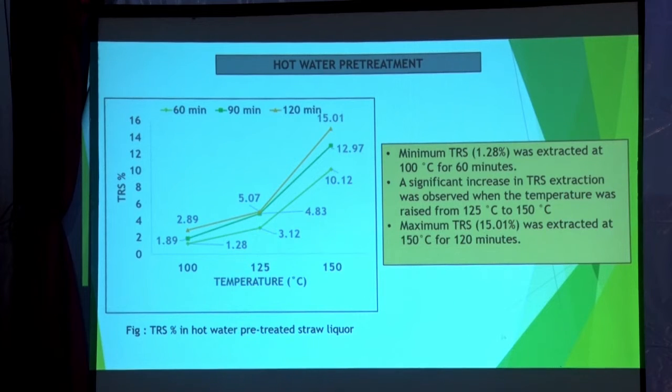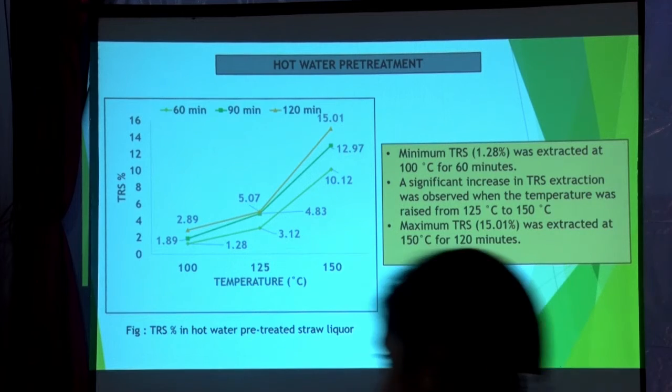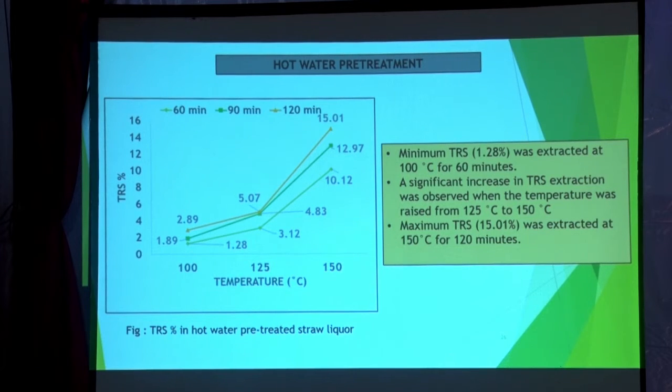So these are the results of the TRS estimation in the hot water pretreatment. Here we can see that the minimum TRS was extracted at 100 degrees Celsius for 60 minutes, and a significant increase in TRS extraction was observed when the temperature was raised from 125 to 150 degrees Celsius. A maximum TRS of 15.01% was extracted at 150 degrees Celsius for 120 minutes.